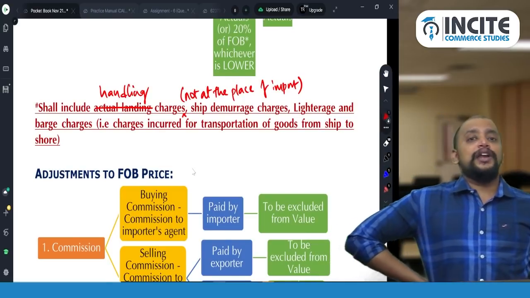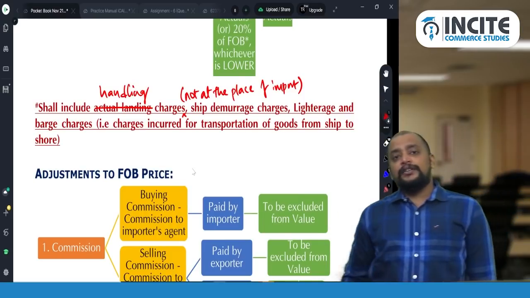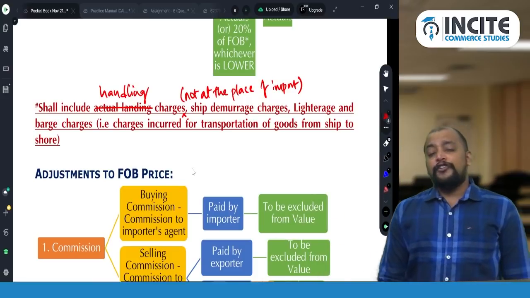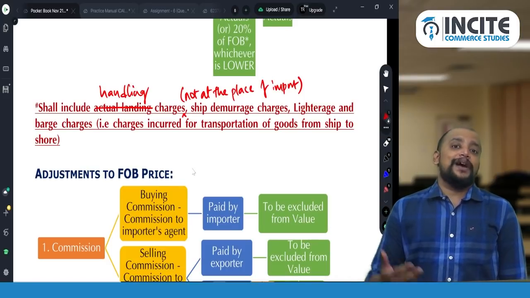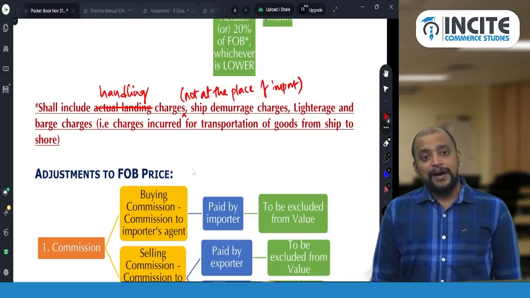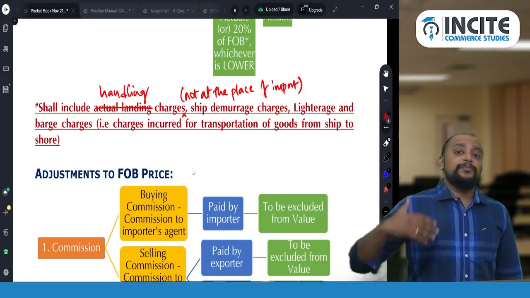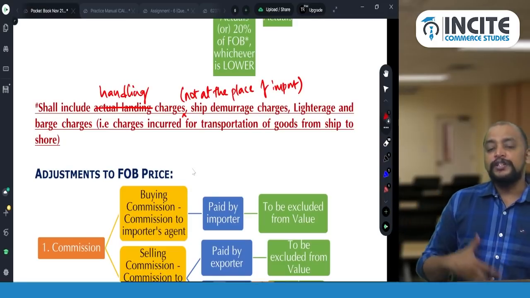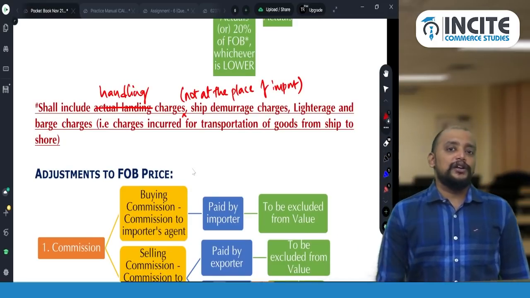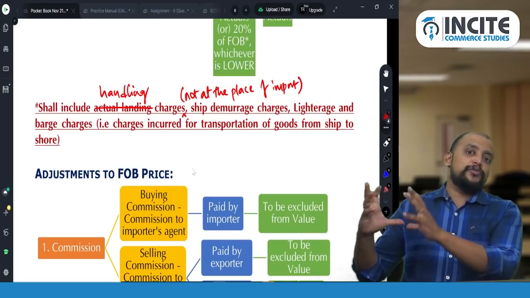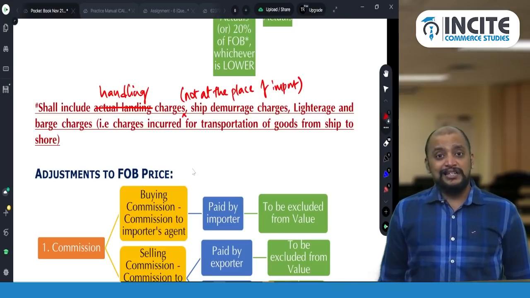Then ship demurrage charges. Whenever a ship is anchored at an outer space and from there the goods are brought to the shore, the ship should pay ship demurrage charges. That ship demurrage charge is also part of the freight. Then lighterage and barge charges. Lighterage and barge charges are for bringing the goods from the ship to the shore through small boats. So they need to pay lighterage and barge charges. That should also be included in the freight. Therefore the freight, whatever we take, includes handling charges, ship demurrage charges, barge charges and lighterage charges.